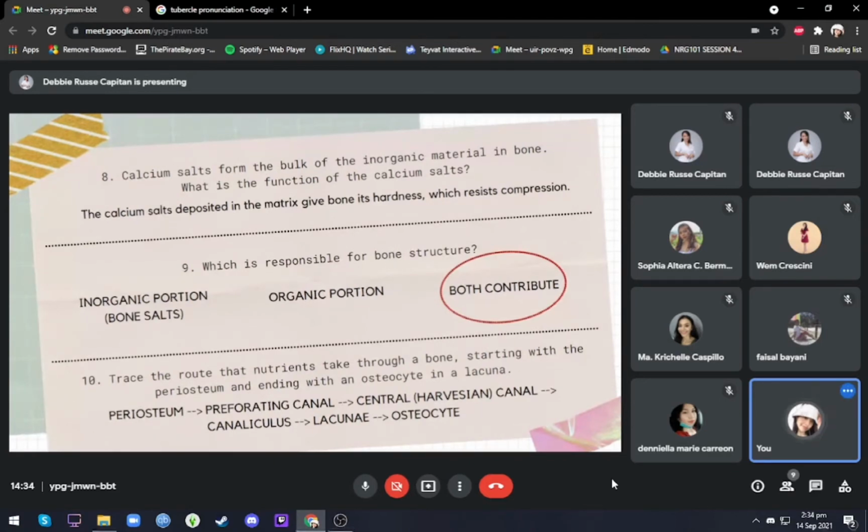Number 10. Trace the route that nutrients take through a bone, starting with the periosteum and ending with an osteocyte in a lacuna. The first is the periosteum, second is the perforating canal, third is the central or Haversian canal, fourth is the canaliculus, fifth is the lacunae, sixth is the osteocyte.